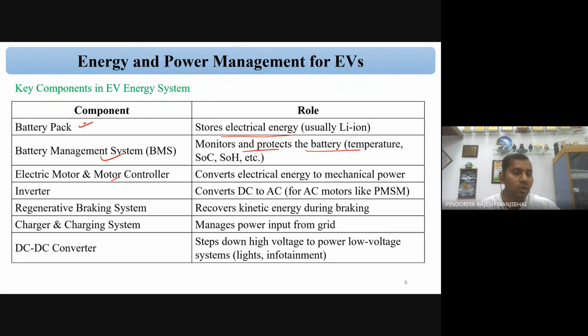Electric motor and motor controller. So the second heart, we can say, is the electric motor and the motor controller. It converts the electrical energy into mechanical power, because ultimately we have to produce the mechanical power.